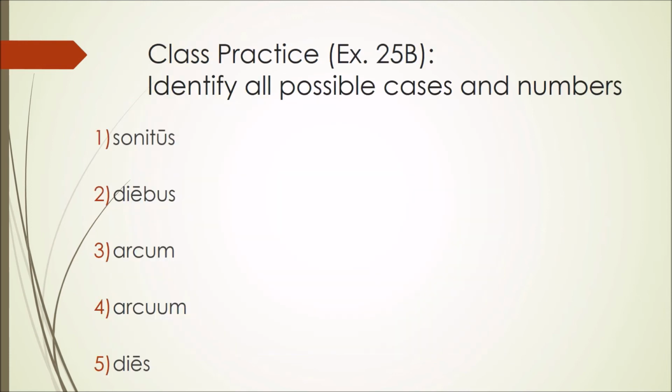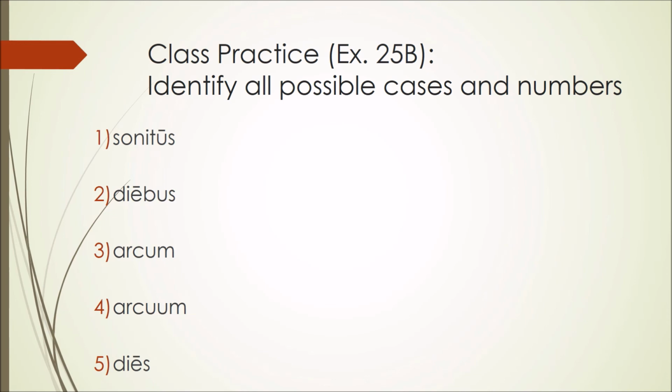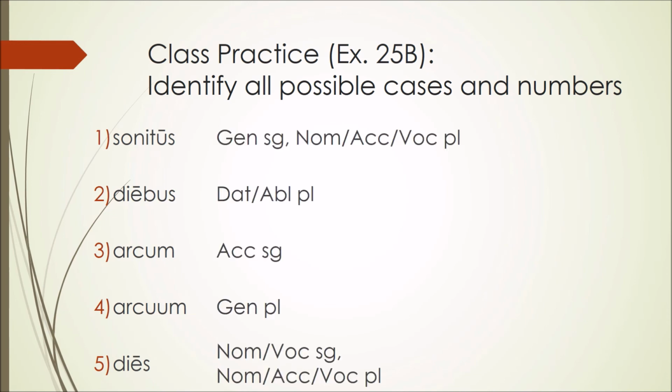Discipuli, take a moment and pause the video. I'd like you to identify all possible cases and numbers. So for example, sonitus, which has a macron over the U, is a fourth declension word that could be genitive singular, or it could be nominative, accusative, or vocative plural. Go ahead and for the rest of these nouns, identify all possible cases and numbers based on which declension of word you think it is. And you can see the answers on the video. Go ahead and check your work. We'll continue with one more exercise after this.